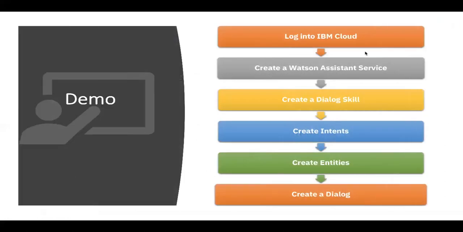In today's demo, we'll be following 6 main steps. Firstly, we log into the IBM Cloud account. We'll create a Watson Assistant service. We'll create a dialogue skill, which is an instance of the chatbot. And then we'll proceed to create the 3 major components of a chatbot that we just discussed, which are intents, entities, and dialogue. And at the end, we will have a fully functional chatbot on our own. So now let me switch from my PowerPoint to my web browser where I have the IBM Cloud website open.